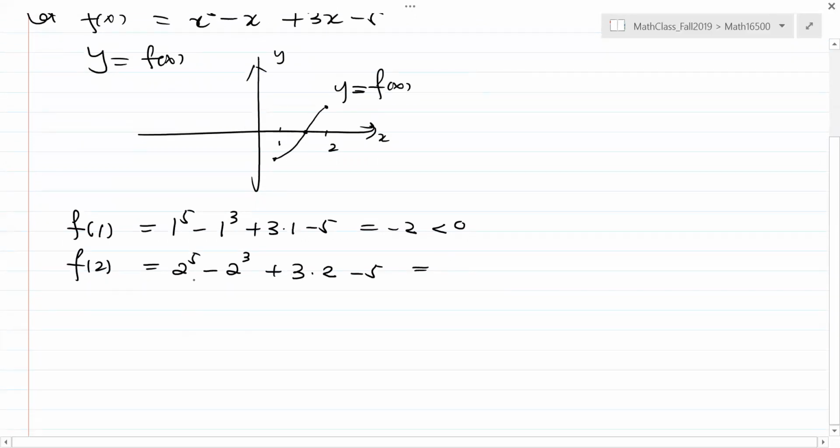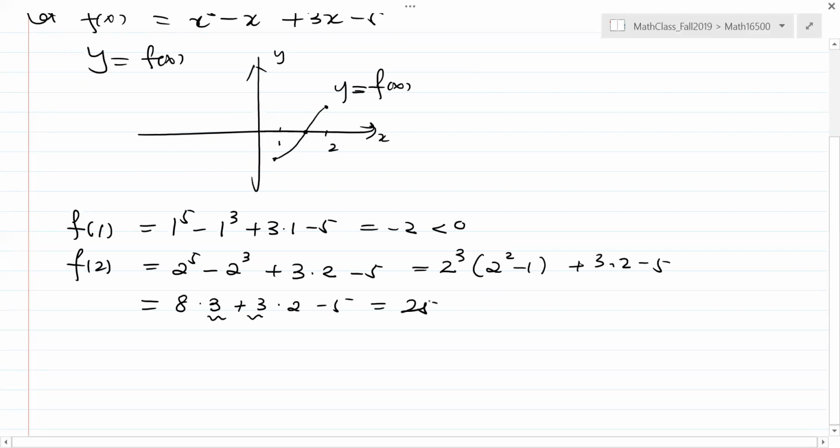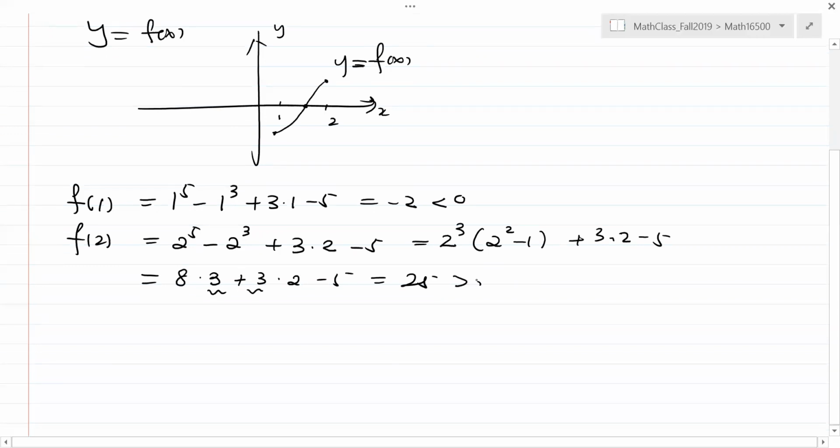So how do you simplify? You take 2 cubed out. There's no standard way to do that, right? So 3 times 2 minus 5, without using a calculator. It's going to be 2 squared minus 1, which is 3, right? So you have 8 times 3 plus 3 times 2 minus 5. So 24 plus 6 minus 5, which is 25. Right, it's 25. So 25 is positive.